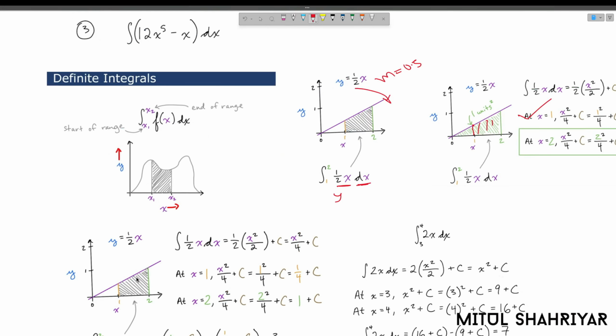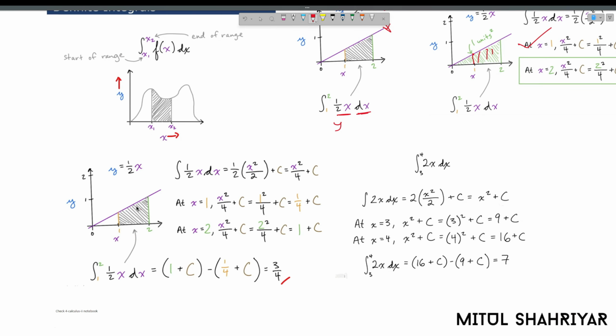Okay, so if you look here at 1 and 2, for x equal to 1 and x equal to 2 we have got the values, no problem. We find the value for x equal to 1 and the value for x equal to 2, then just do the minus and we get the area between these points. Okay, that's it.